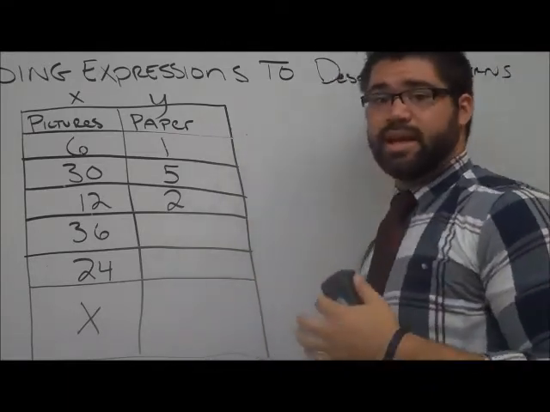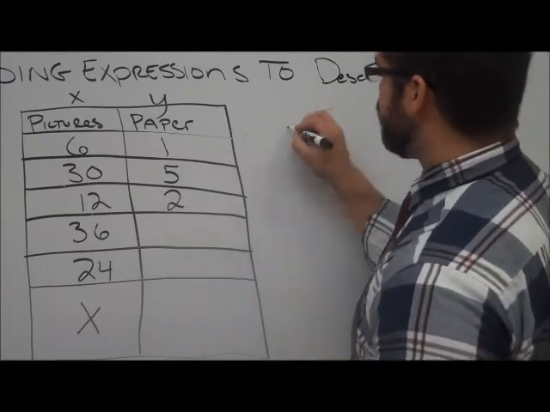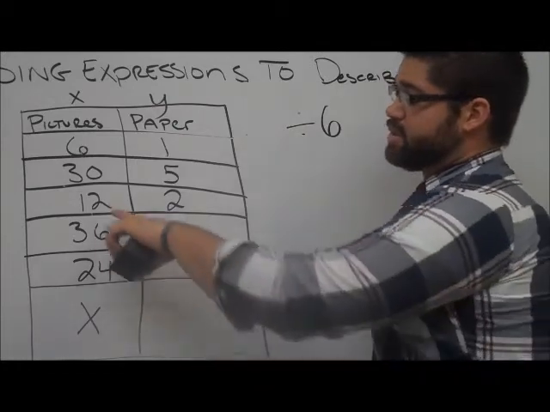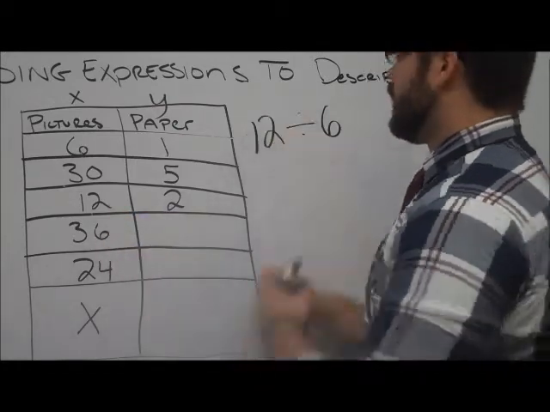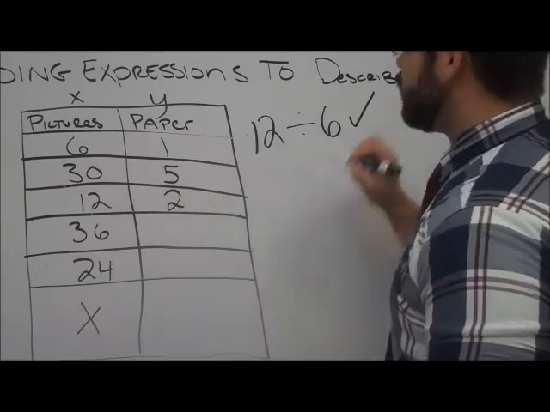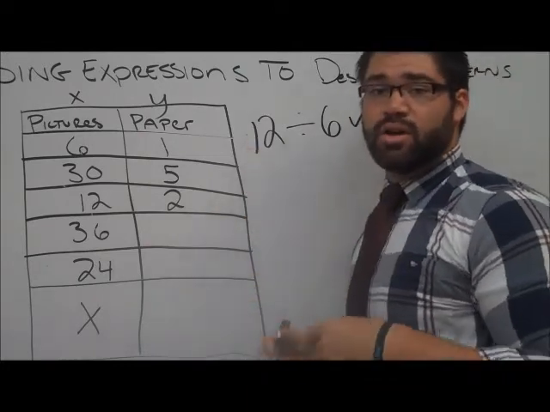So remember, we're taking our input, and we said that our rule that we're going to test is divided by 6. So our input is 12. 12 divided by 6, is that going to give us 2? It is. So we now know what our rule is, what our expression is going to be.